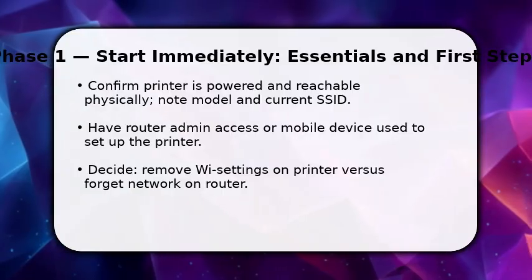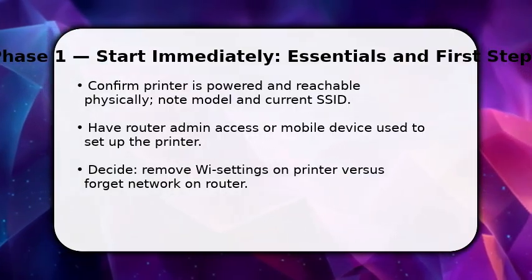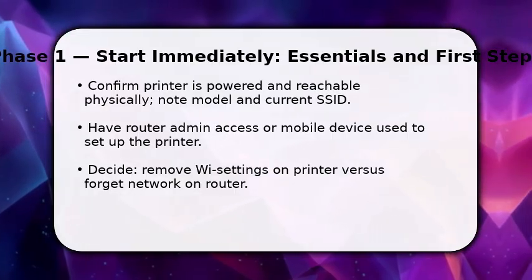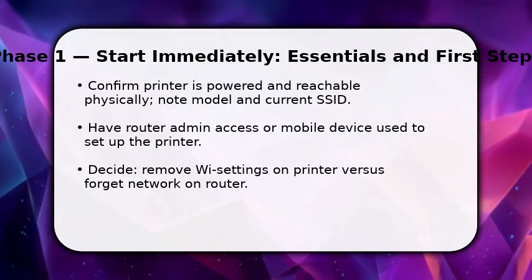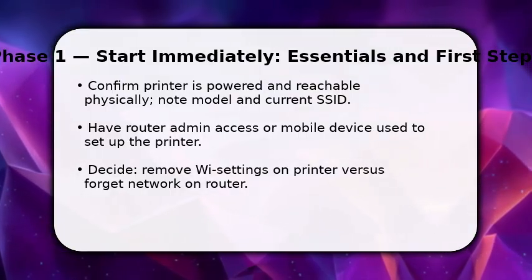You start by confirming the printer is powered and in range, and you note the Canon model and current SSID so you know exactly what to remove. Next, make sure you have router admin access or the mobile device used previously to configure the printer. This saves time. Choose your method now.